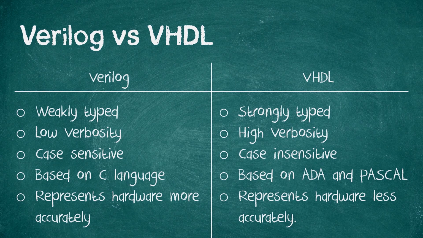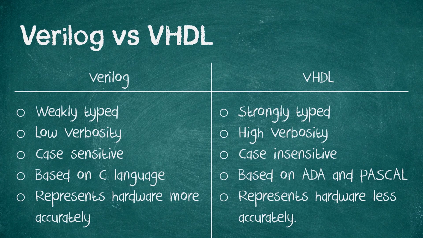Verilog has low verbosity while VHDL has more verbosity. Verbosity can be thought of as the amount of code that needs to be written for a particular task. Thus, in Verilog, a smaller amount of code needs to be written. Verilog is case sensitive, whereas VHDL is not case sensitive.